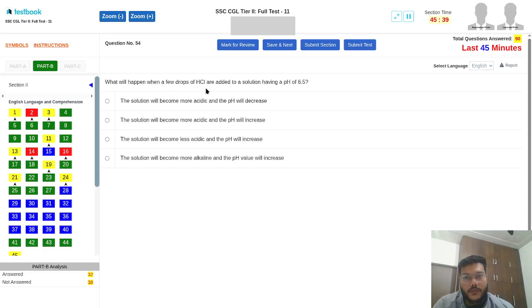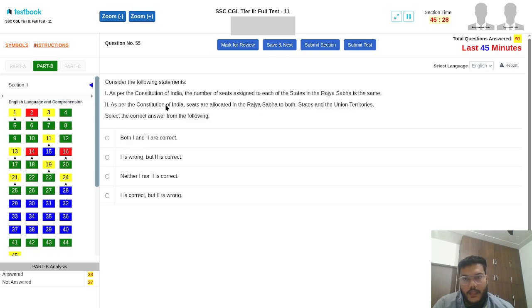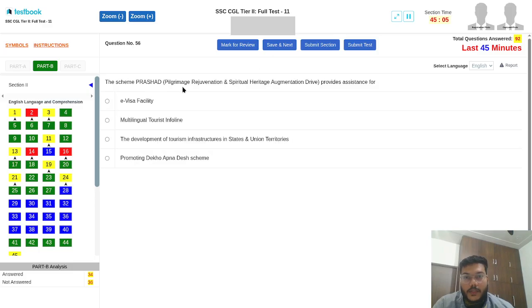What will happen when a few drops of HCl are added to a solution having pH of 6.5? It will become more acidic, pH will decrease. As per the Constitution of India, the number of seats assigned to each of the states is the same. As per the Constitution of India, seats are allocated in Assam to both states and UTs. The scheme Prashad, Pilgrimage Rejuvenation Spiritual Heritage Augmentation Drive, provides assistance for tourist sites.